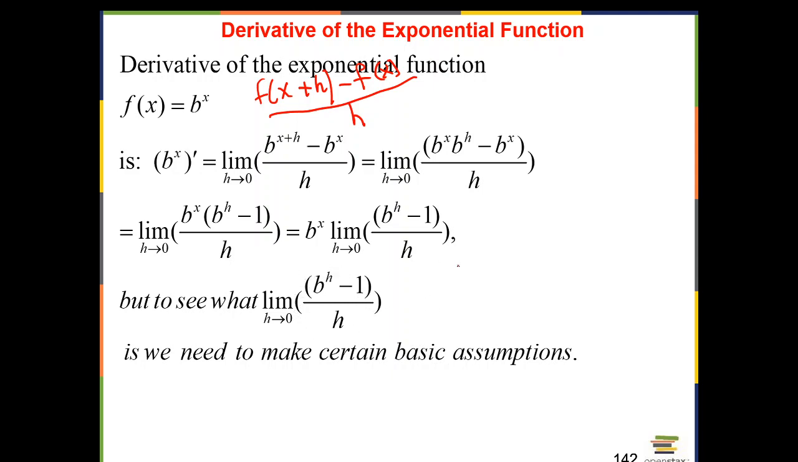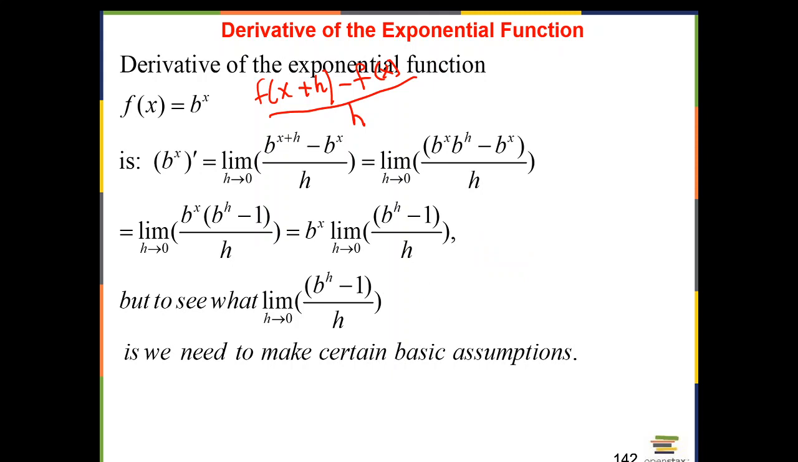Remember, these limits always end up being what? 0 over 0. So we have to do something about this h, right? And that requires a little bit of work, okay? So let's go over that. And once we know what this is, then we are ready to take the derivative, okay? All right, so let's do that.